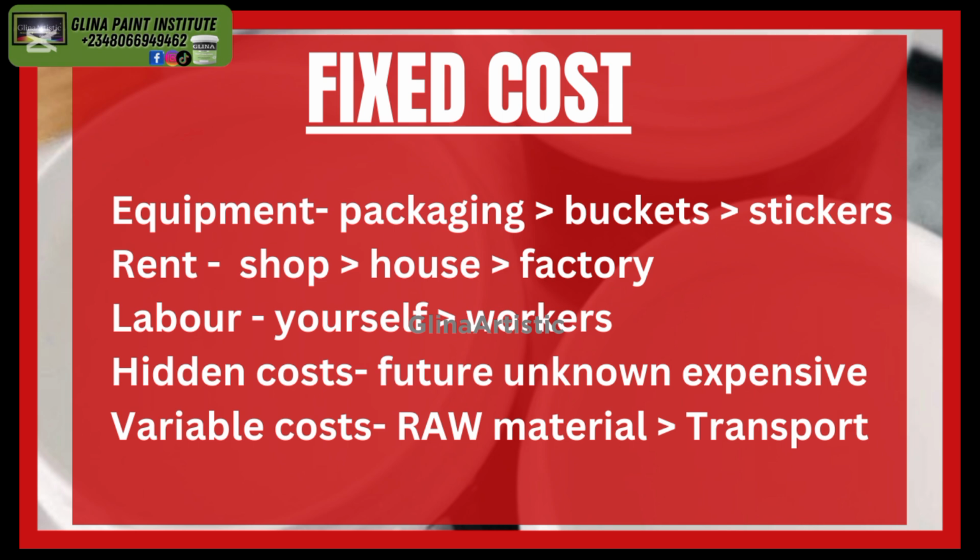Then we have variable costs. Under the variable costs, we have the raw materials, which are the chemicals. Then we also have the transportation. But under this variable cost, we divide it into two. We tend to put the raw materials, which are the chemicals, on their own and put only transportation under variable costs. So now we're going to be using one of the most sought-after paints all over the world, which is satin paint.